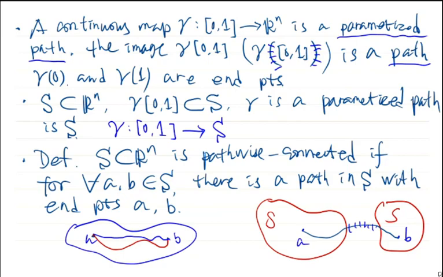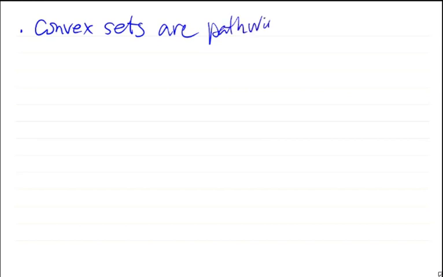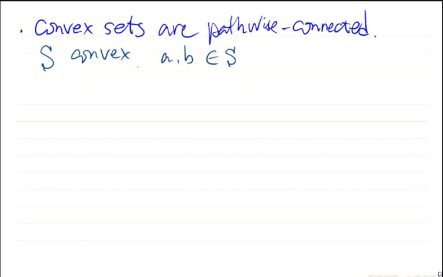Okay. And some important class of pathwise connected sets is convex sets. So the first example is convex sets. Convex sets are pathwise connected. Okay, this is very easy to prove. Suppose S is convex, and A, B are 2 points in S.